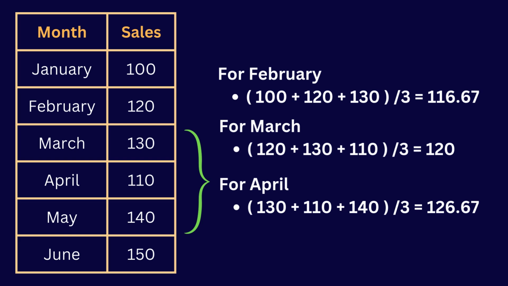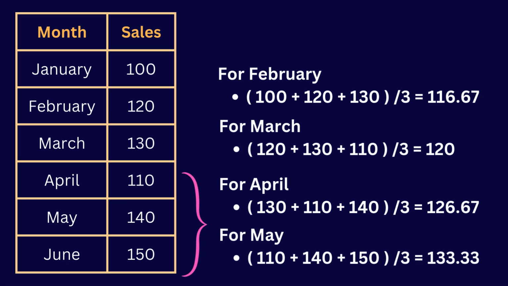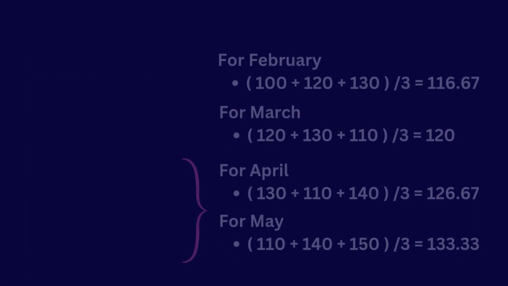So our 3-month centered moving average is 126.67. For May, we will take the average of April, May and June. So our 3-month centered moving average for month May is 133.33. Let's look at what we have achieved.